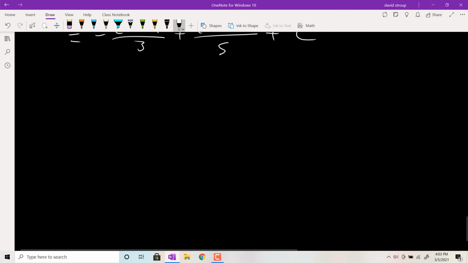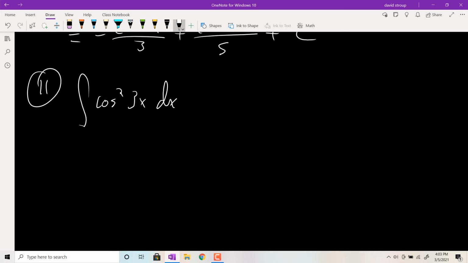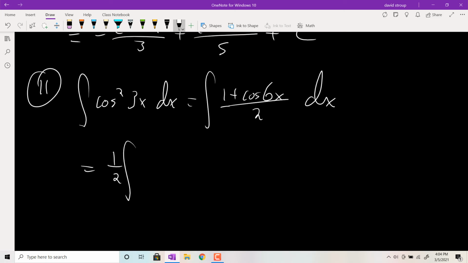Okay. There was a bunch of trig identities I gave you to memorize in this section. So this next problem, you kind of have to apply one of those trig identities. Let's see what we have, cosine squared 3x dx. Okay, so this is the one: cosine squared is equal to 1 plus cosine of 2 times whatever the angle is. So it doubles the angle, 6x, all over 2 dx. And we can factor out 1/2. So you have to know those identities.